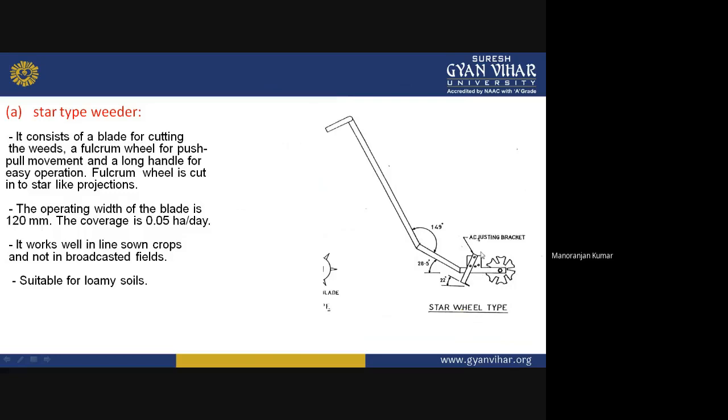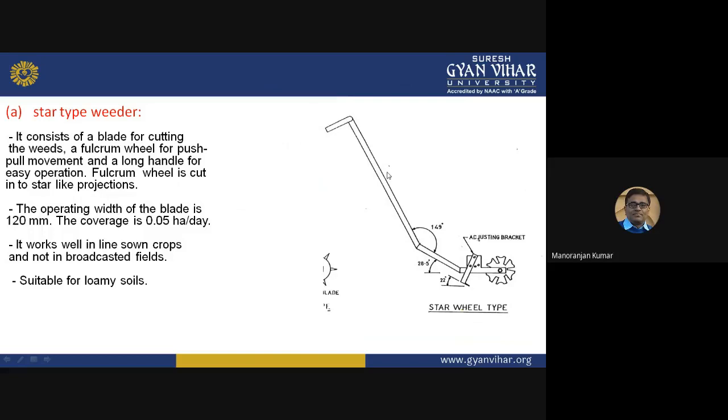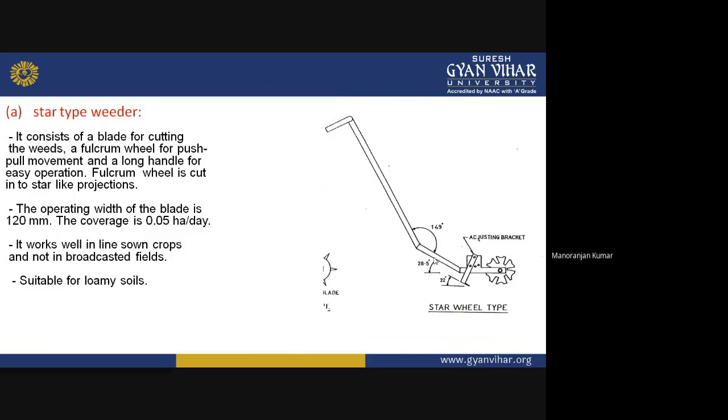The operating width of the blade is 120 mm, that is 12 centimeters, and the coverage area in one day by this star type weeder is 0.05 hectare. Okay, this weeder works well in a line sown crop, not in a broadcasted field. In a broadcasted field, it is very difficult to move this weeder. But in line sown crops, in a definite line, this weeder can move easily.